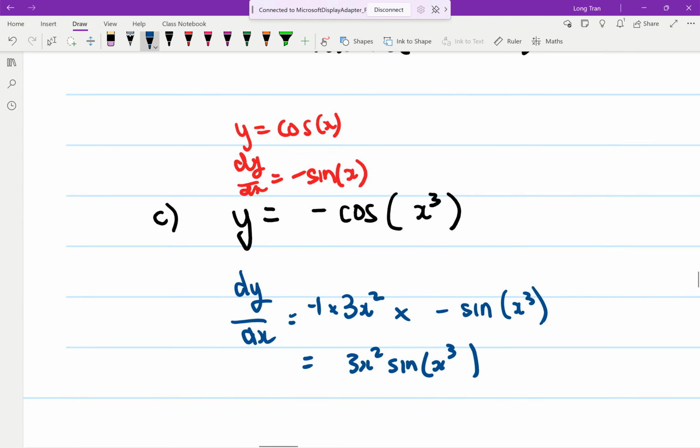I'm going to stop the video here, and I'm going to get you to practice the worksheet. The worksheet I've given you has a range of different problems. The ones on the bottom are trickier.